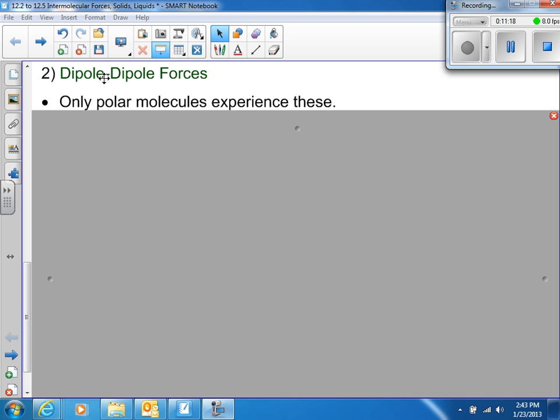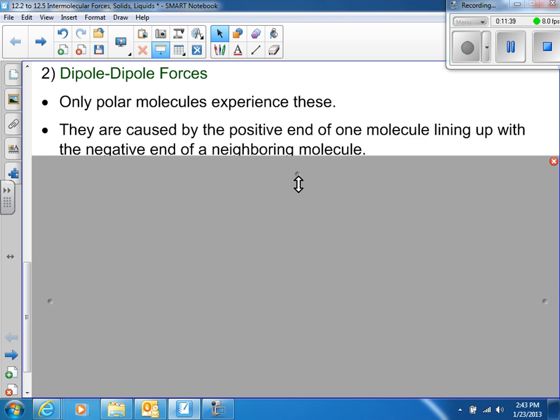These are forces between molecules that are dipoles. And they have actual, not temporary dipoles, but constant dipoles. They're not temporary, they are always present because the molecule is polar, so it has a positive and a negative end. So only polar molecules have dipole-dipole forces.